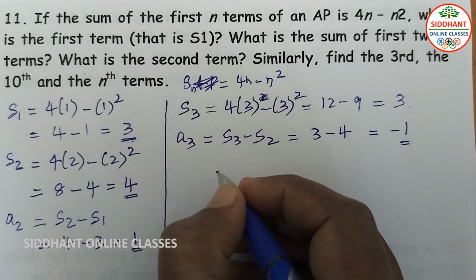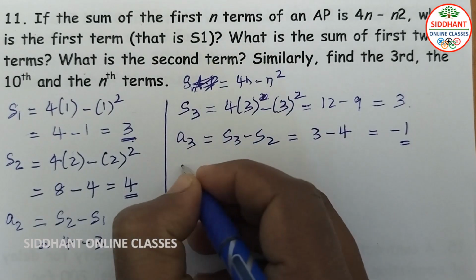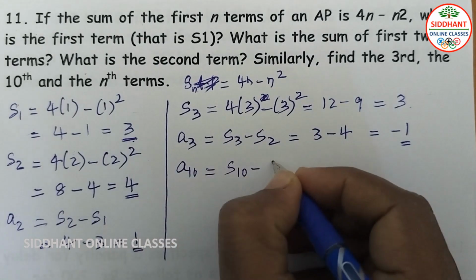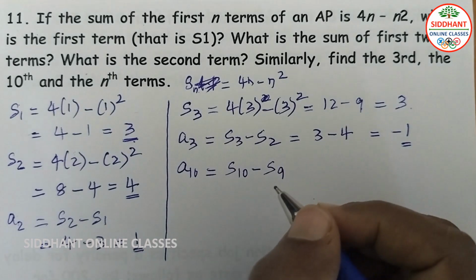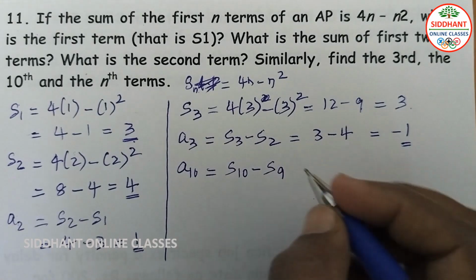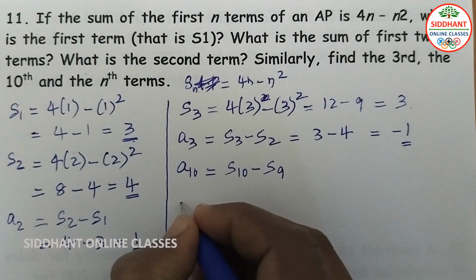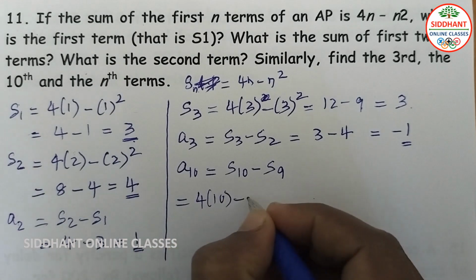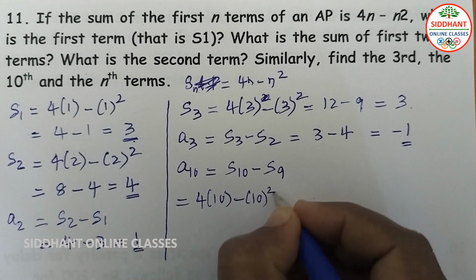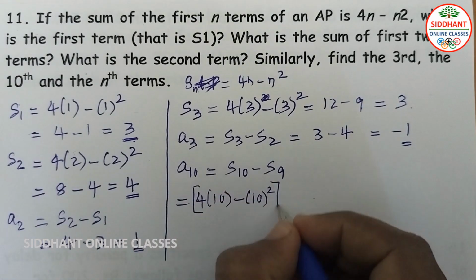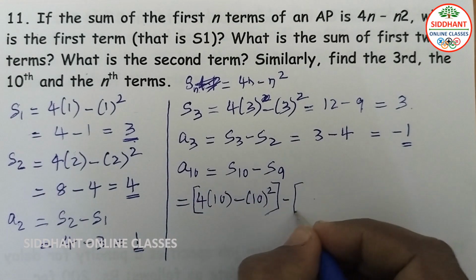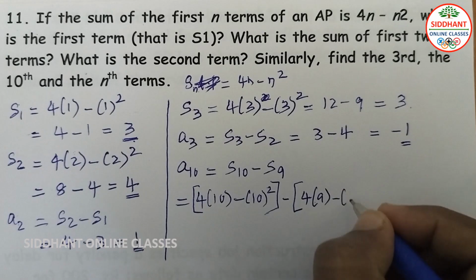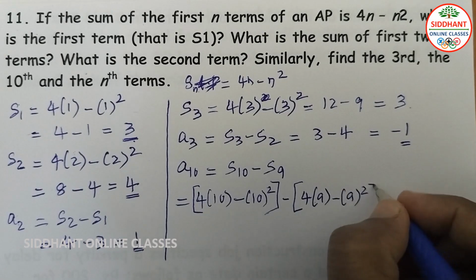So now they asked the 10th term. So the 10th term will be what? A10. A10 will be S10 minus S9 here. So S10 and S9. S10 means what? Here 4 into 10 minus 10 whole square. So this will be S10. And S9 is 4 into 9 minus here 9 whole square.